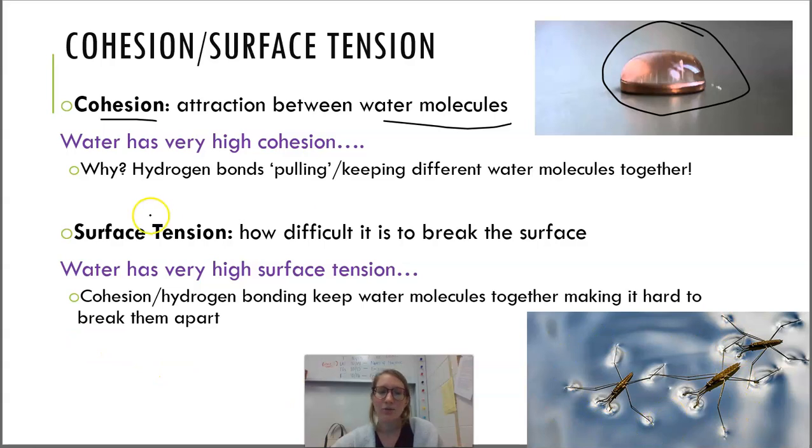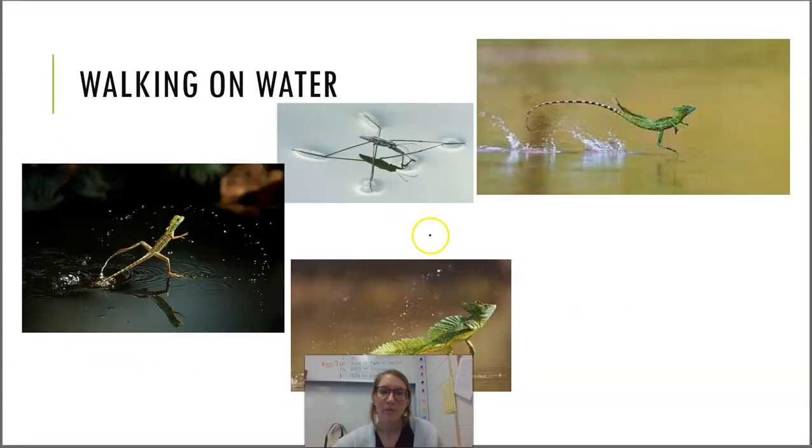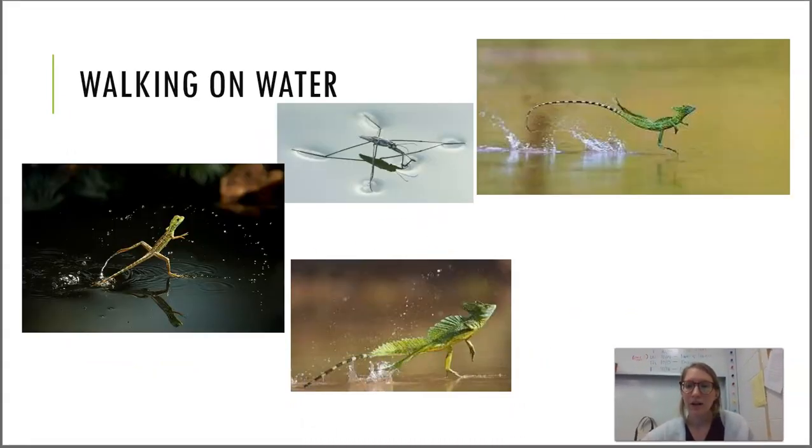This is how you get animals that can actually walk on water. Little gliders or little lizards that can just move really, really fast. Usually they have feet that are very webbed or very spread out and small so that they can take all the advantage of that high surface tension of water.